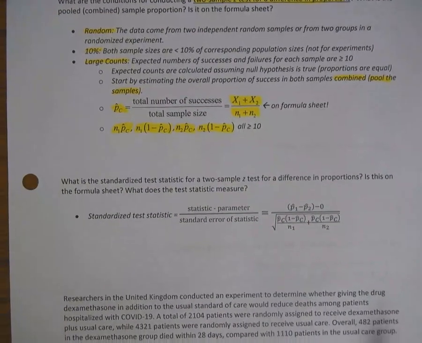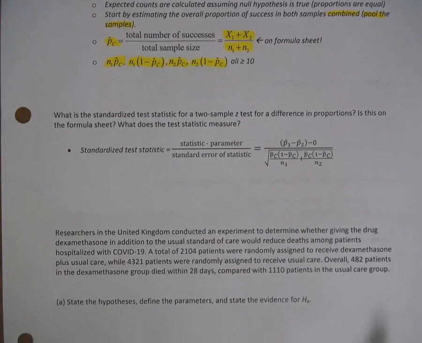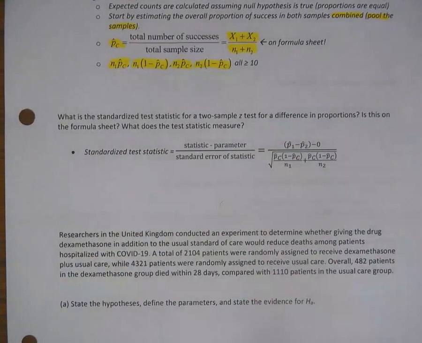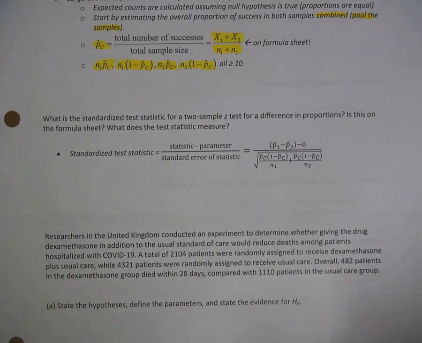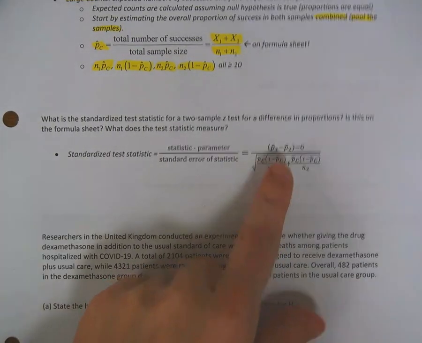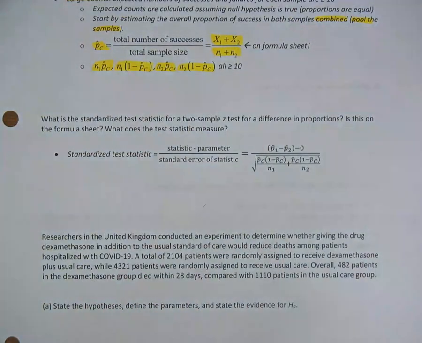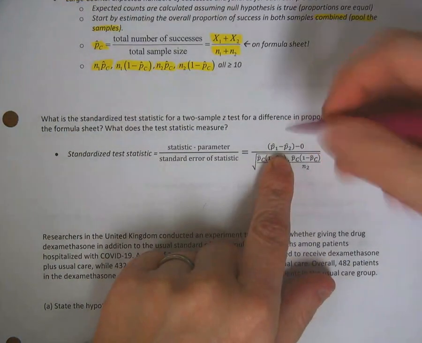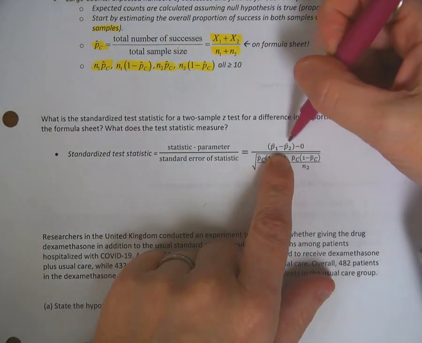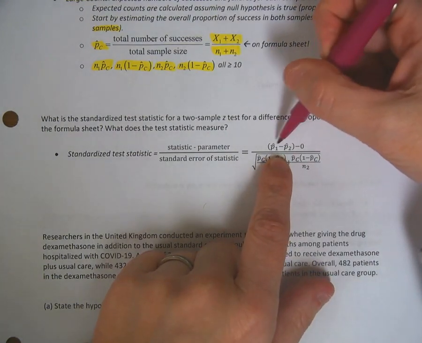All right, when you get to the part where you're trying to find the Z value, the standardized test statistic, well, there's our friend, the general formula, and this is kind of a beast here. But this is on your formula sheet, on the back. The statistic part, you'll just have to know we're taking the sample proportion from each population and subtracting it.